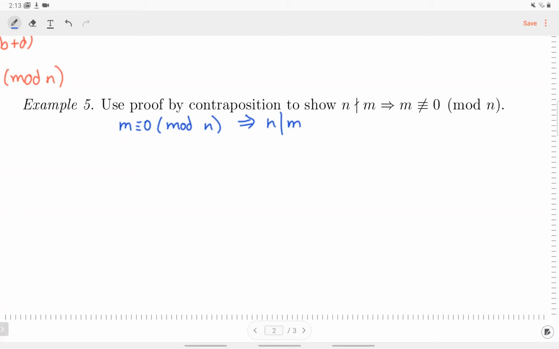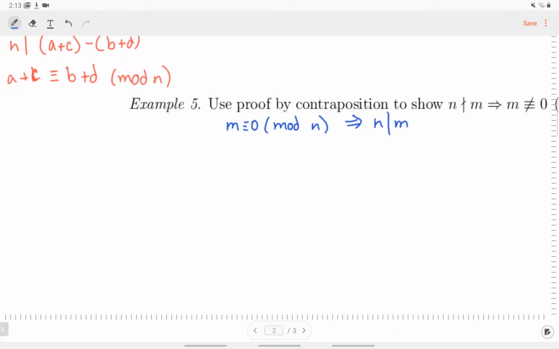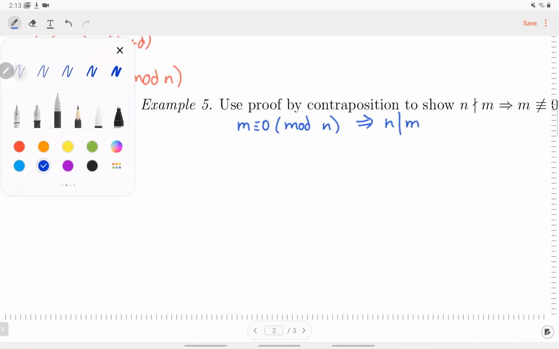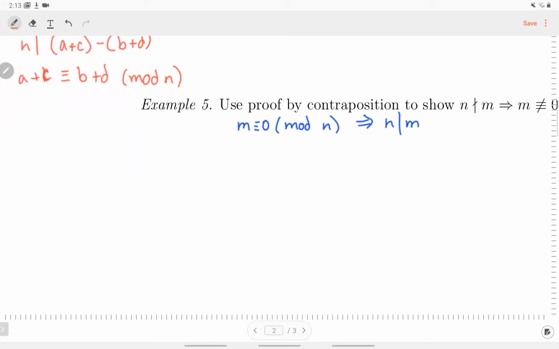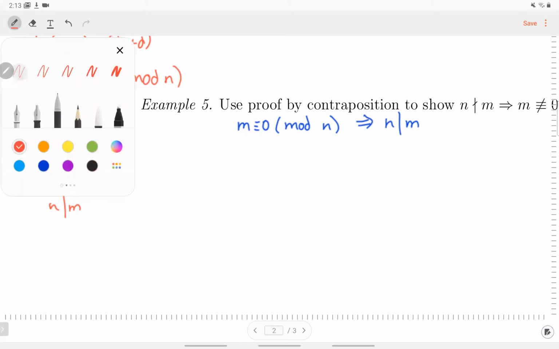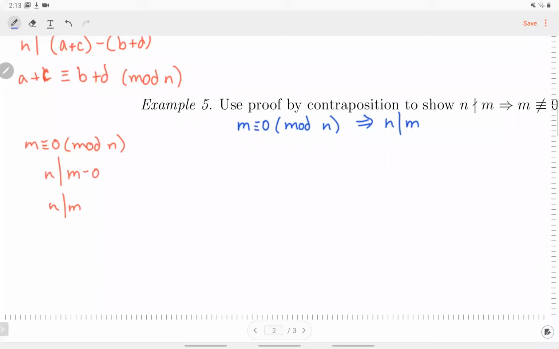We hardly have to do any scratch work on this one, so I'm going to move to the side, but we're going to hardly write anything. Okay. If m is congruent to 0 mod n, what's the definition tell me that means? n divides m minus 0. But what's m minus 0? m. And that's the conclusion we want. So this is going to be a short proof. One-line proof is sometimes what you hear them called when it's that ridiculously easy.